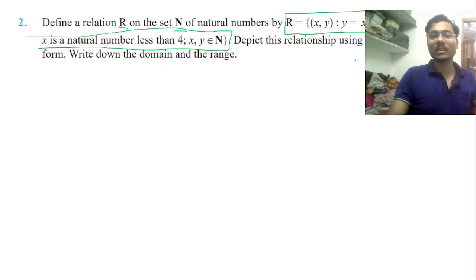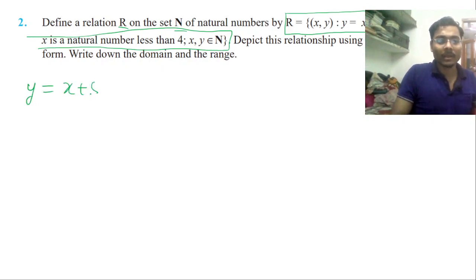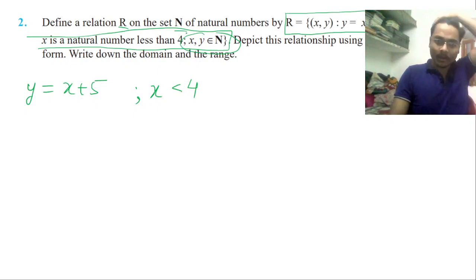Okay, so what they are saying: y is equal to x plus 5, and x is a natural number less than 4. x is a natural number less than 4, and x and y belong to natural numbers.